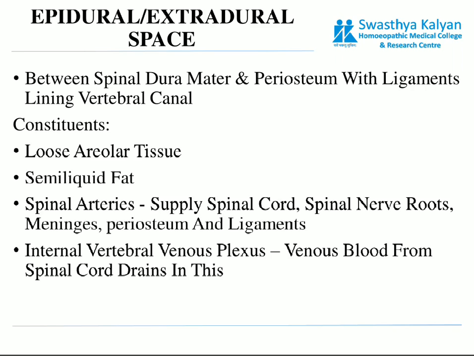The important components of the epidural space are loose areolar tissue and fat, which is semi-liquid in consistency. Two very important components are the spinal arteries that supply the spinal cord, the spinal nerve roots, the periosteum, ligaments and the meninges. Another is the vertebral venous plexus, the internal vertebral venous plexus or the epidural venous plexus, which receives the venous blood from the spinal cord. So these are present in the extradural space.